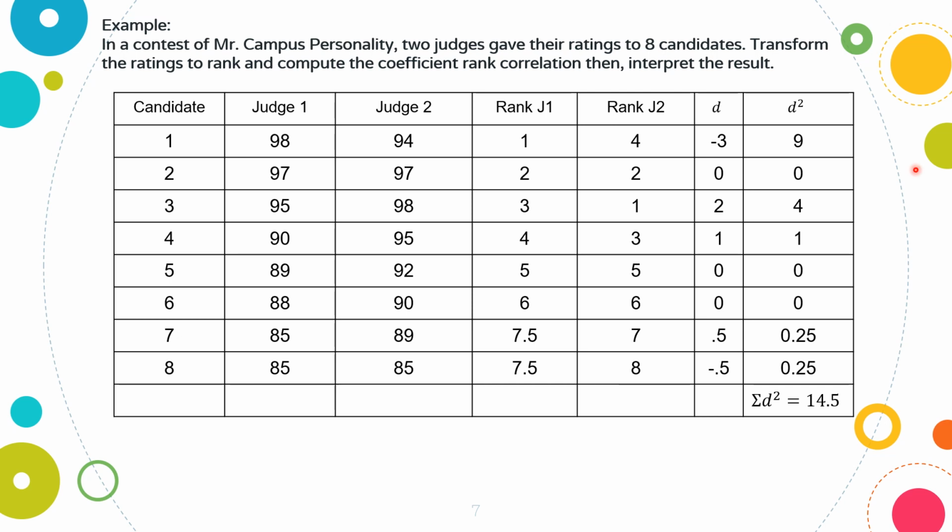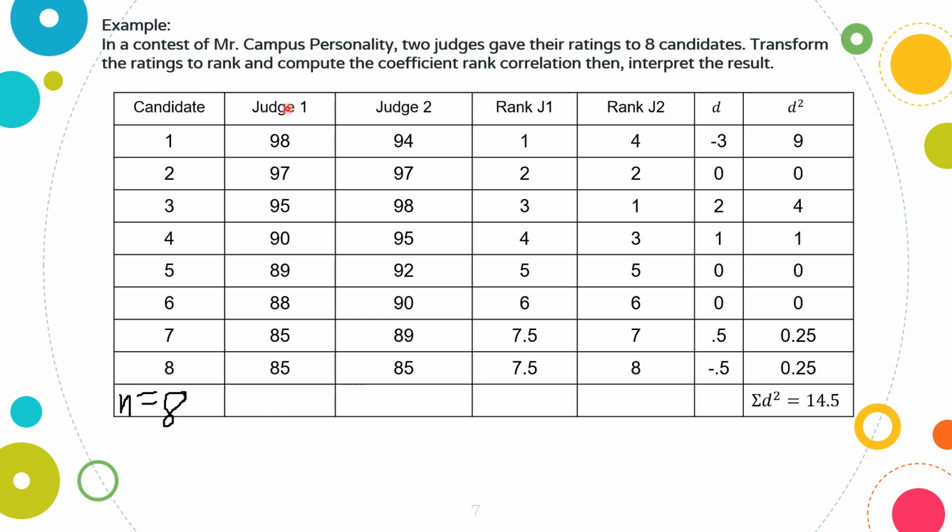Another example is, in a contest of Mr. Campus' personality, 2 judges gave their ratings to 8 candidates. Transform the ratings to rank and compute the coefficient rank correlation. Then, interpret the result. Okay, so we have 8 candidates. So, therefore, the value of our n is 8.